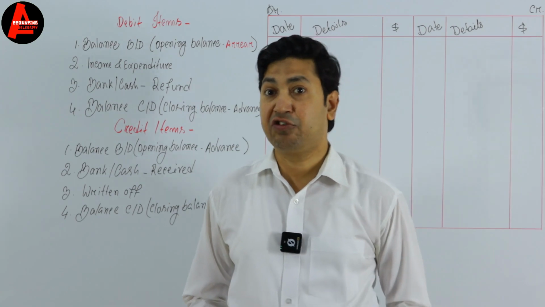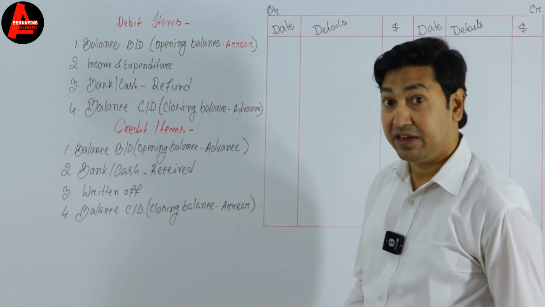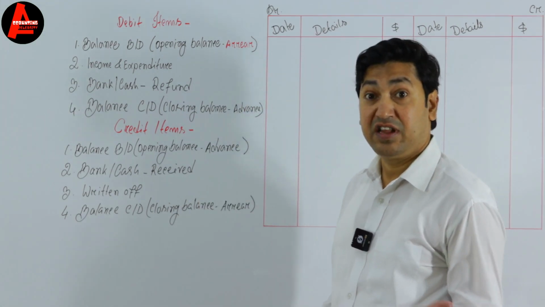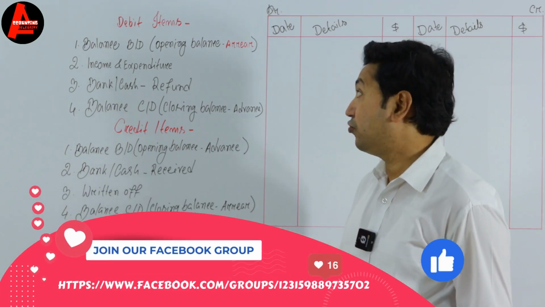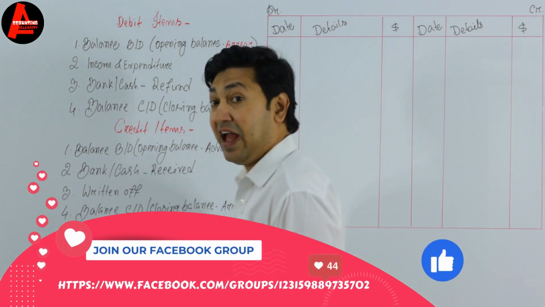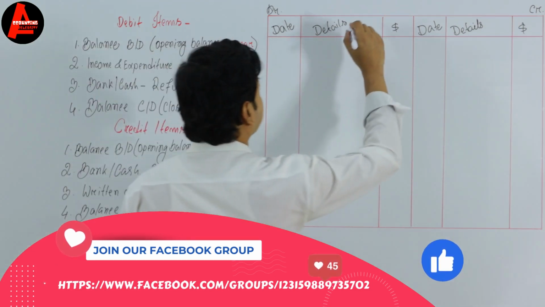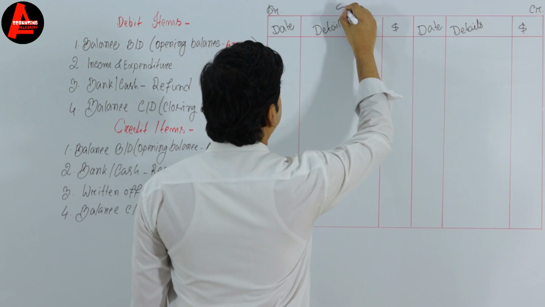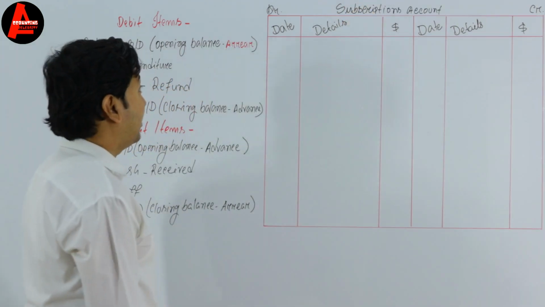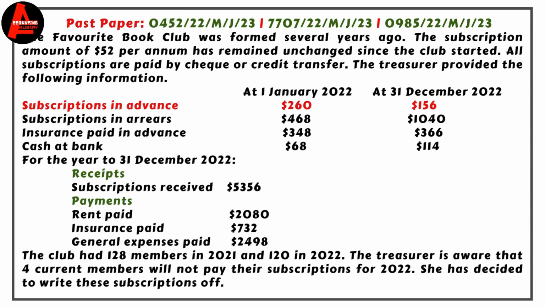Now we will take the relevant amounts, relevant items. All items are not relevant to the question. Relevant items we will take to prepare this account. Okay. First of all, we will write here subscription account. Good. Now on the question we have subscription in advance.